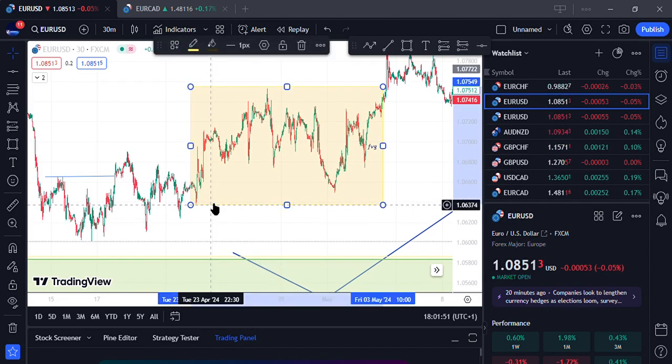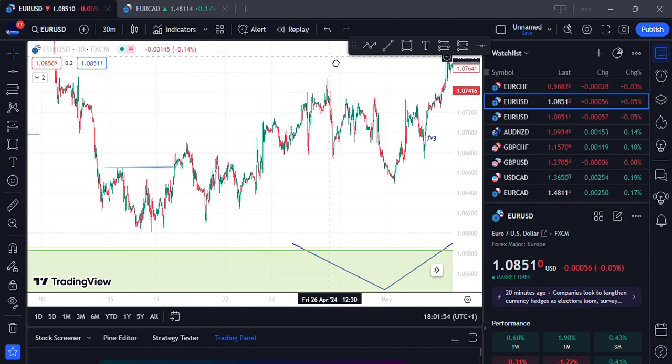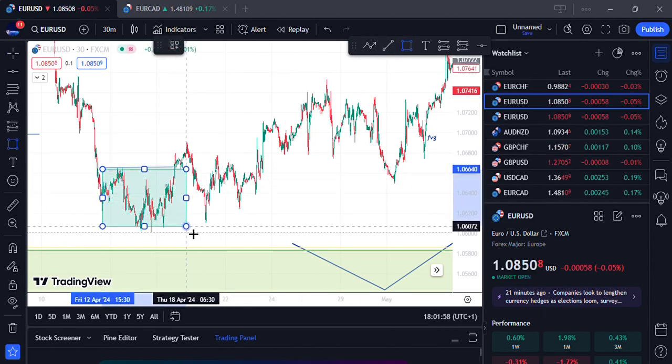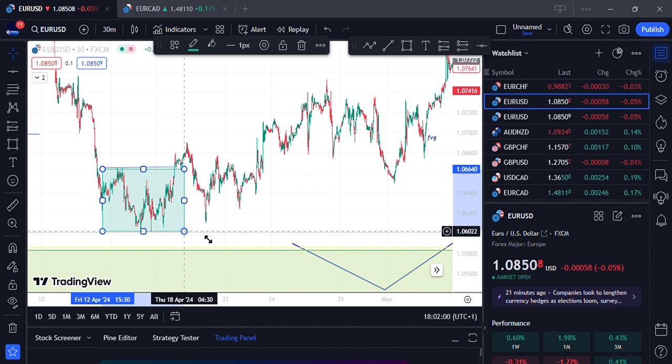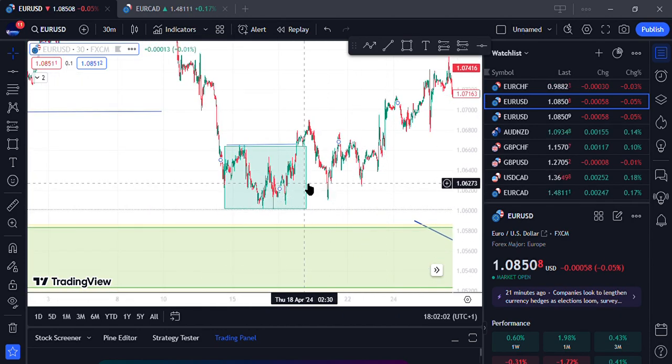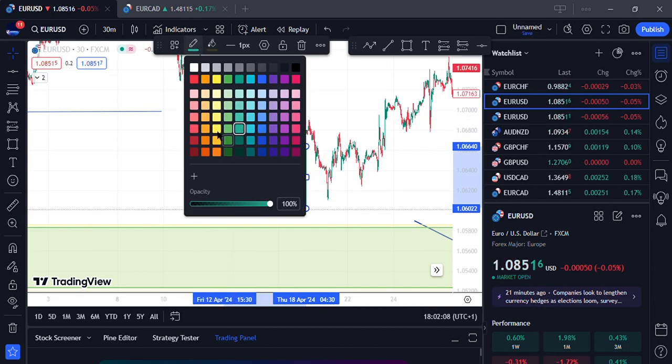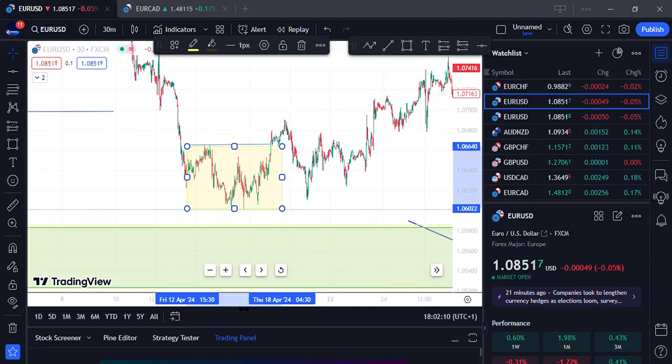Let's look at an example here. Look at this. This was a ranging market right here, right? We didn't have a trend right here. And you could see that, yes, indeed, it's a ranging market.